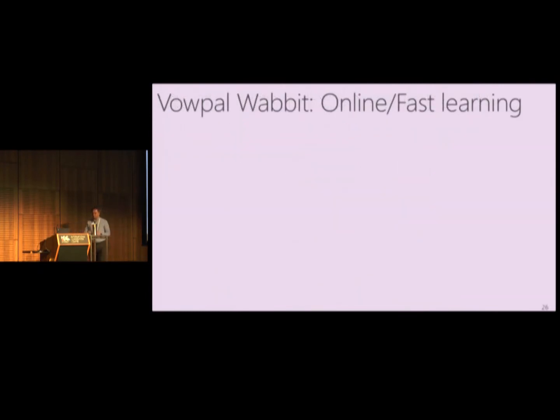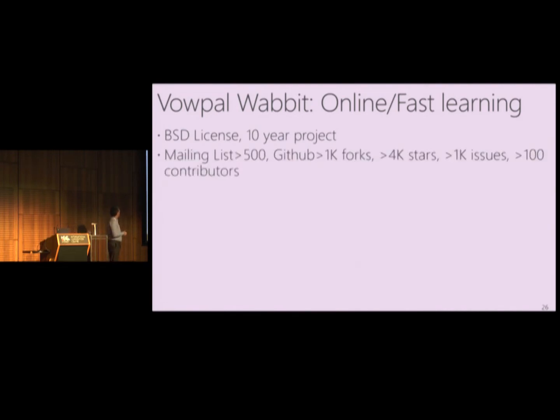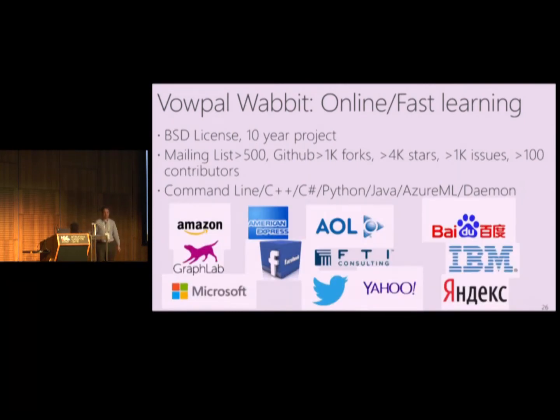Okay, so let's take a break from that, and for a moment, let's talk about VW. The algorithms I'm talking about here are all in a toolkit called Vowpal Wabbit. The toolkit has a BSD license. It's been around for 10 years. There's a mailing list, and a bunch of people using it in various ways. It has command line, C++, C#, Python, Java, and daemon interfaces, and it's used by lots and lots of companies. Interestingly, the project has now been around much longer than many of the companies.